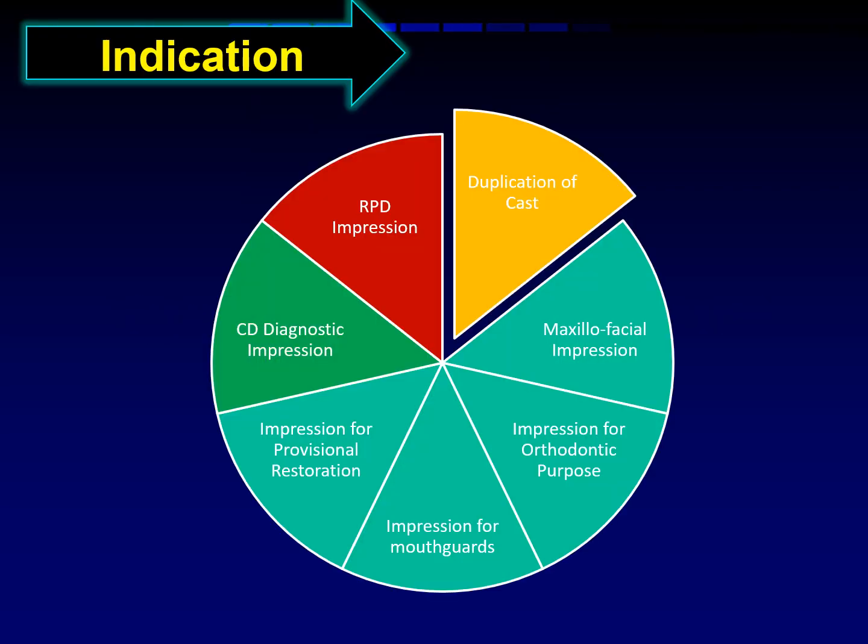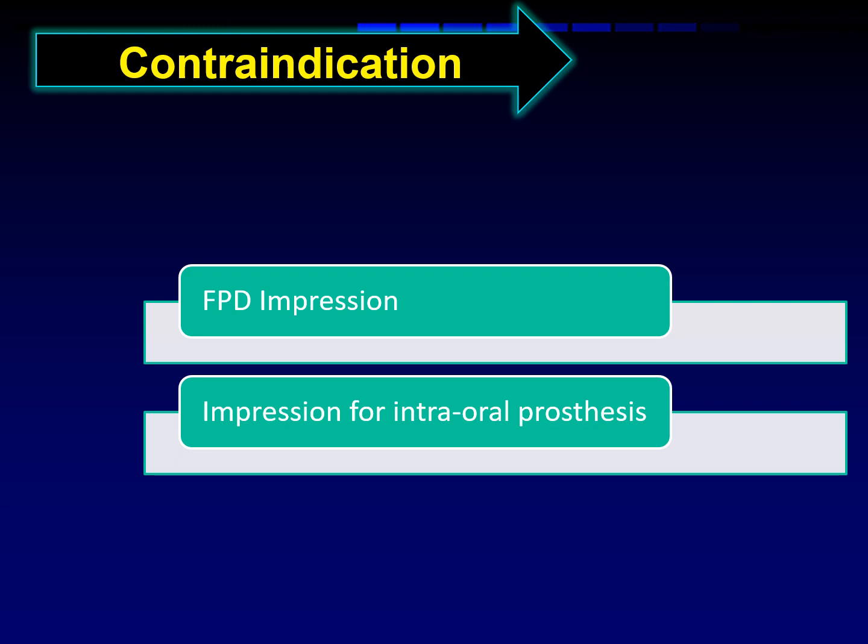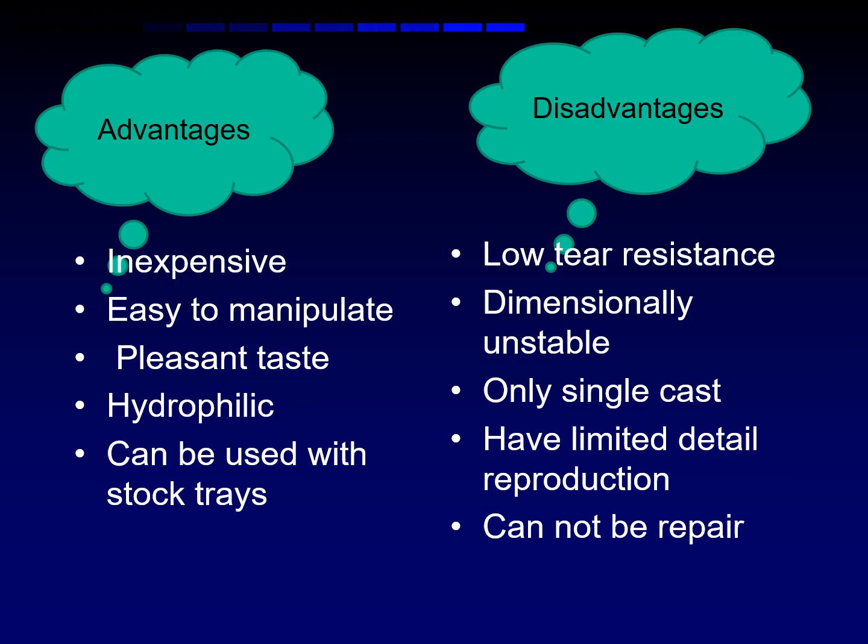Moving on to the next hydrocolloid impression material, that is alginate. Alginate is mainly used for duplication of casts, for making maxillofacial impressions, impressions for orthodontic purposes, also for making mouth guards, impressions for provisional restoration, impressions for diagnostic casts, also for making impressions for removable partial denture. This alginate impression material cannot be used for the final impression for FPD, also for making prostheses for intraoral processing.